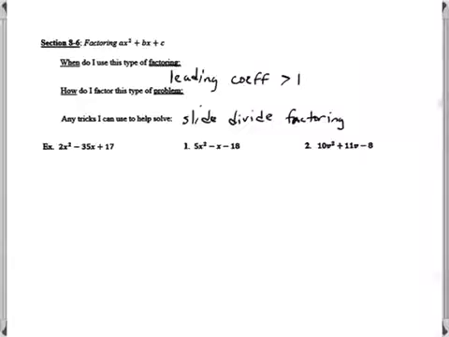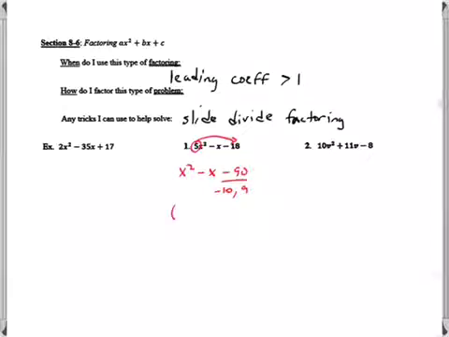So let's look at question 1. 5x squared minus x minus 18. We're going to slide the 5x back. So 5 times 18 is 90. So we've got x squared minus x minus 90. We're looking for the factors of negative 90 that add up to be negative 1. Well, that's negative 10 and 9.